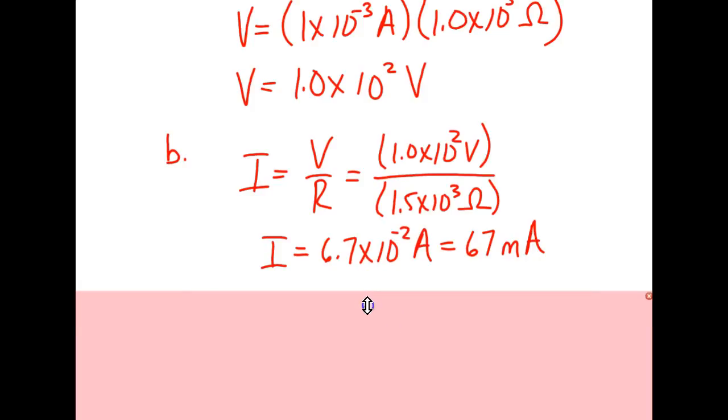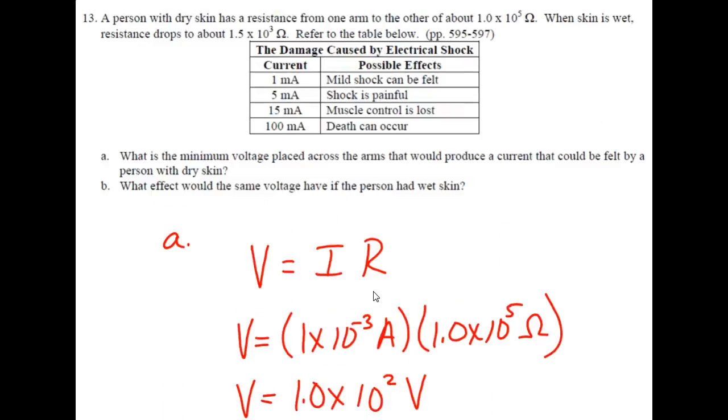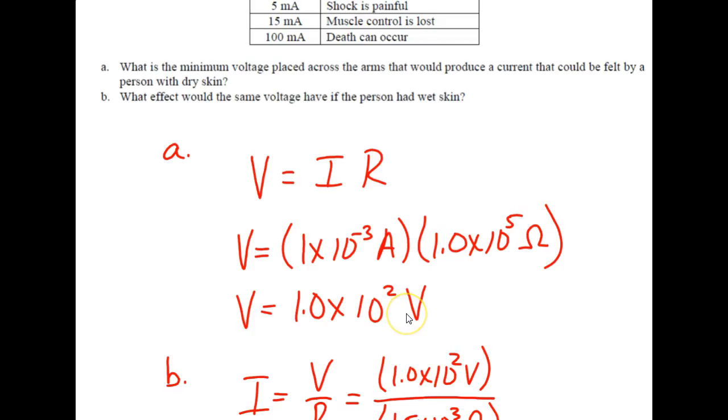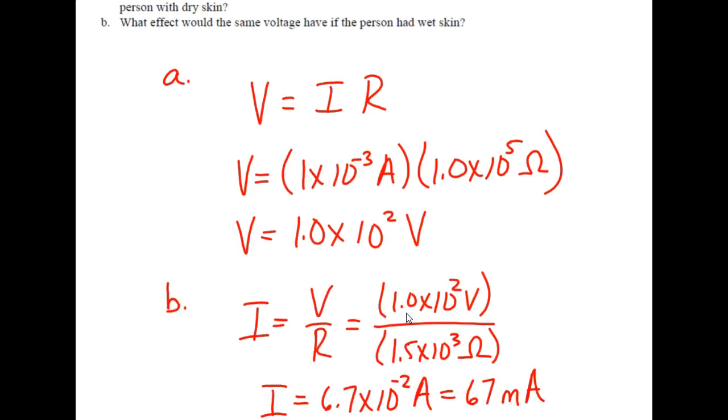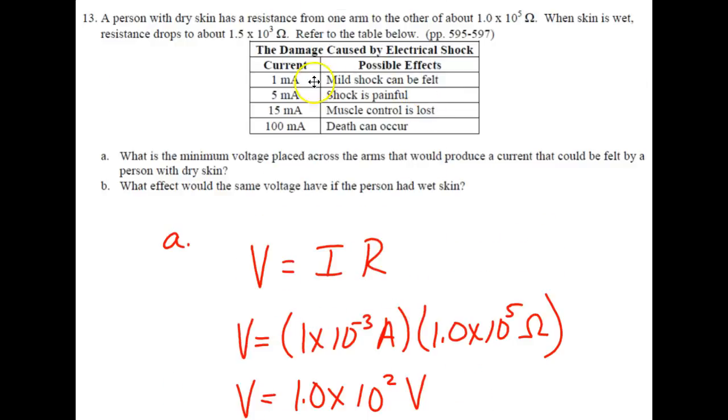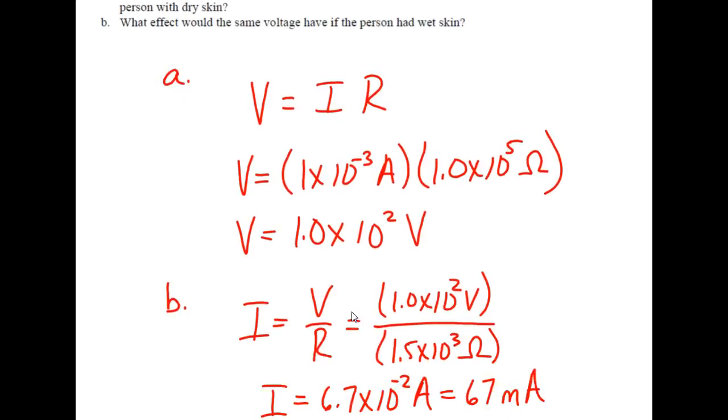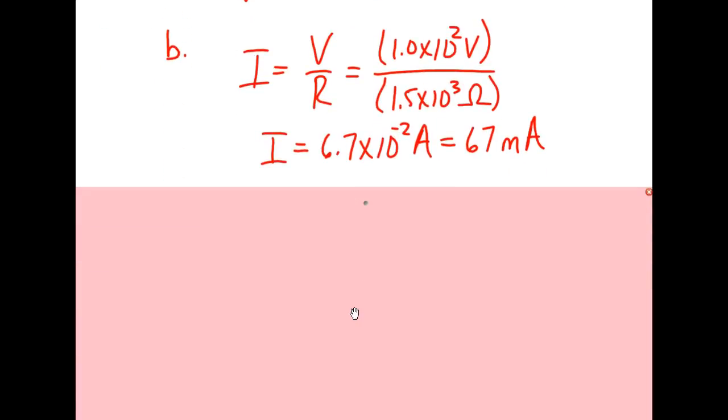And of course, from the chart, this means that you will definitely lose muscle control but you might live. Okay, definitely on the high side there, approaching extreme danger in that circumstance. Okay, amazing to think about. Same voltage, a mild shock can barely be felt in the first circumstance, but with wet skin, you can be approaching near death in that circumstance. All right, number 14, you need graph paper for this one.